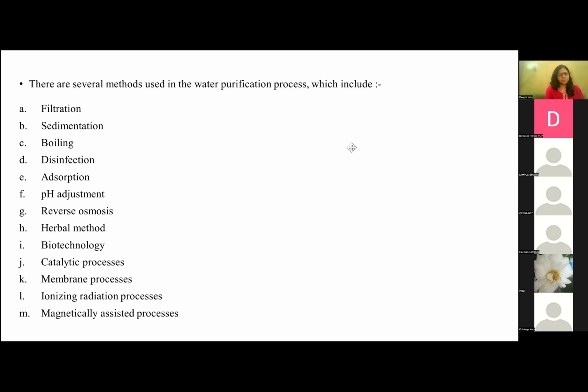Herbs are used to remove the contaminants, mainly the microbial count. Biotechnological methods are there, catalytic processes are there. Then there are many membranes being used to purify water. Ionizing radiation processes are used, and then magnetically assisted processes are also used. But all these processes have some limitations and some advantages.